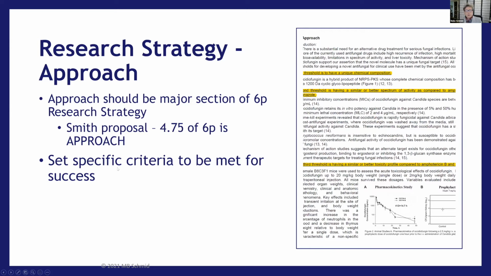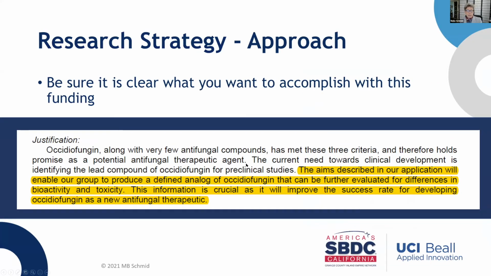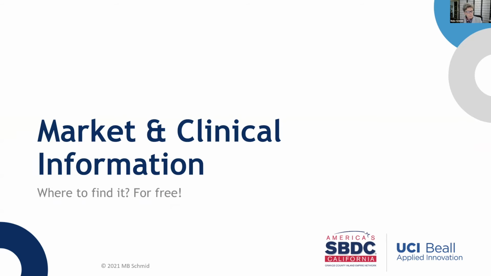If you look at this proposal, here, there are specific criteria that he wants to meet and has defined for success. And that's, again, good grantsmanship. Be really clear what you want to accomplish, right? The aims described enable our group to produce a defined analog. In 2 sentences, they're summarizing exactly what they want to accomplish with this funding. That's what you want to create as well. All right, so that's just generally what a good, strong NIH proposal should look like.